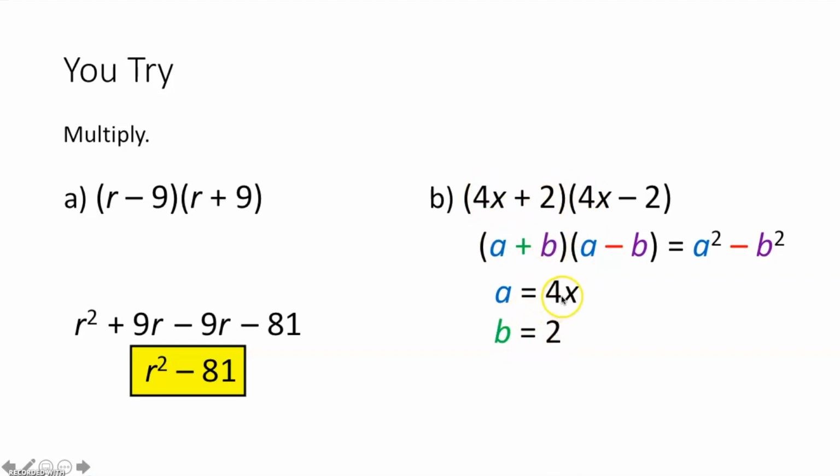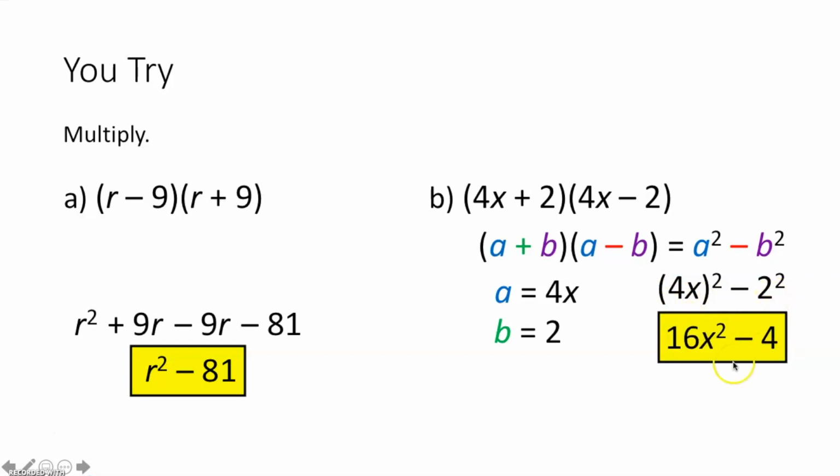So now we just plug these into our difference of squares formula over here. What is 4x squared minus 2 squared? Well, 4x, remember we're squaring 4 and the x, so you end up getting 16x squared, and then 2 squared is just 4, so you're done.